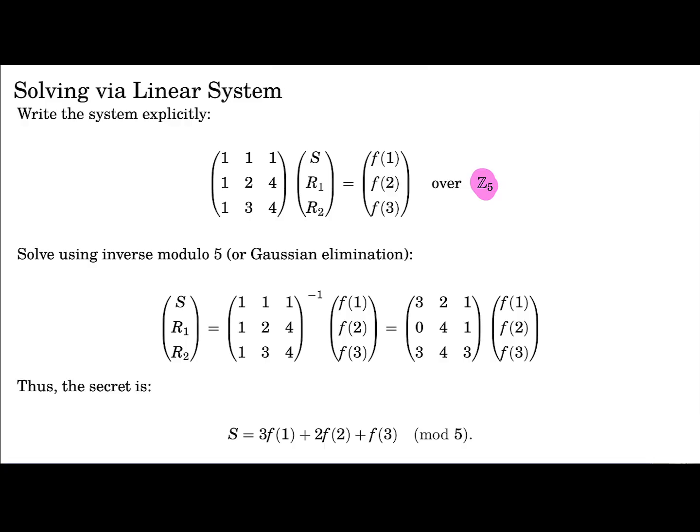You can compute the inverse of this matrix. In Z5, it's going to be this matrix over here. And from this, you just want to obtain the secret. You can actually decode the random coefficients, but you don't need them, at least not for this application. If you want the secret, it's just going to be this first row times this column. So you're going to get 3f1 plus 2f2 plus f3. And this is exactly the same thing that we had found with the polynomial interpolation.